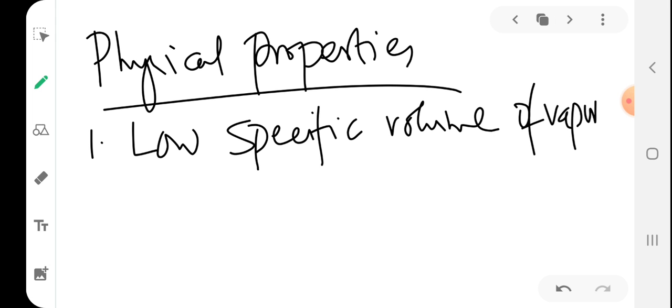Why should the specific volume of vapor be low? The vapor produced after evaporation of the liquid at the evaporator coil should occupy minimum volume. Why? To keep pipeline diameter, compressor size, etc. as small and compact. If the specific volume of the vapor is high, the size of the compressor increases, because the size of the compressor depends on the volume of suction vapor per tonnage of refrigeration. So it should be kept low. And the next point is low specific heat.